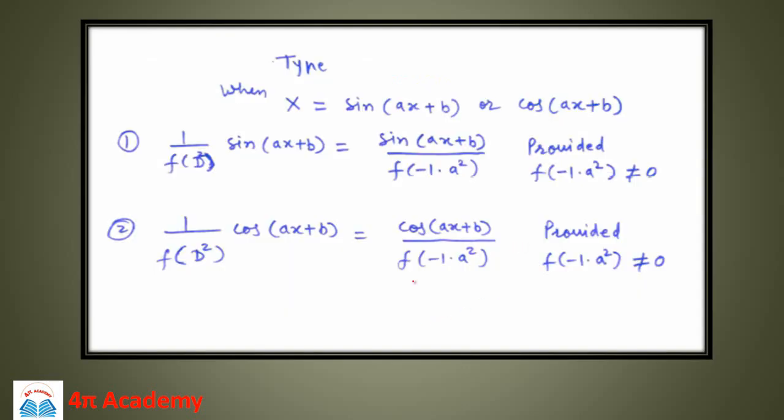Then the next type, that is when this X is of the type sine of ax plus b or cos of ax plus b, then 1 upon f of D square sine ax plus b will be equal to sine ax plus b divided by f of minus 1 into a square, provided that f of minus 1 into a square is not equal to 0. Similarly, we can have another rule, that is 1 upon f of D square cos ax plus b is equal to cos of ax plus b divided by f of minus 1 into a square, provided that f of minus 1 into a square is not equal to 0.